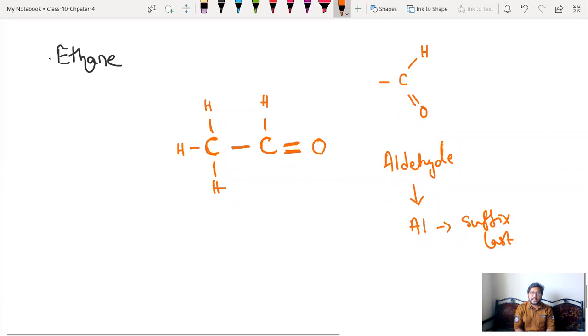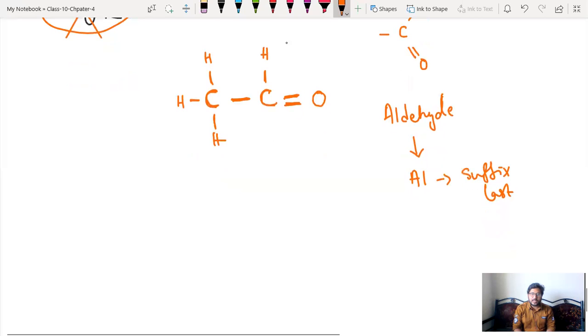Now try to name. This is not ethane, right? This structure is not ethane. Now how do we name the structure? First, count the number of carbons. 1, 2 means meth, eth. In between carbons, only in between carbons, there is a single bond only. Don't consider this double bond. This double bond is between carbon and oxygen, but in between carbons, it is a single bond. Single bond means AN.